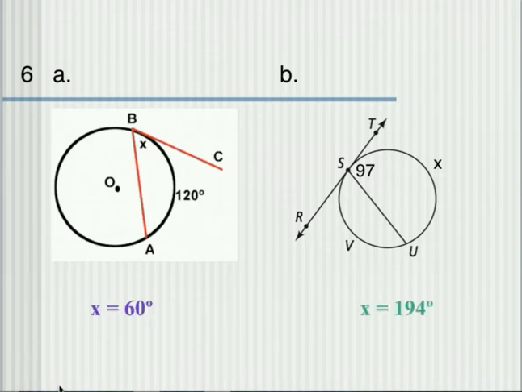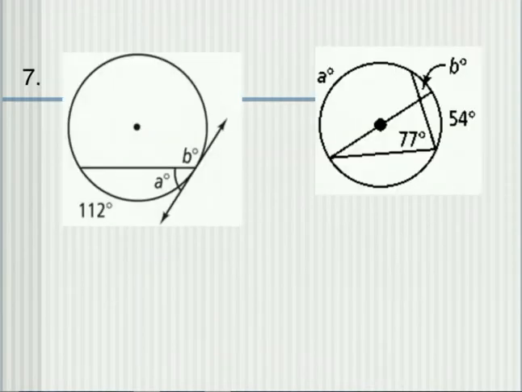Go ahead and check your answers. So the angle B here should be half of 120, so you get x equals 60. For question 6b, you know the angle first, so you could double it to get the measure of the arc it's cutting off, 194 degrees. Pause here and try number 7 on your own.